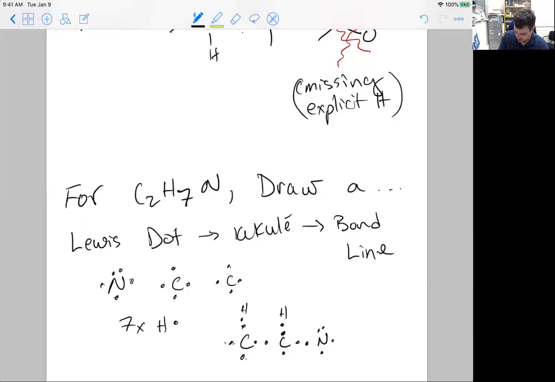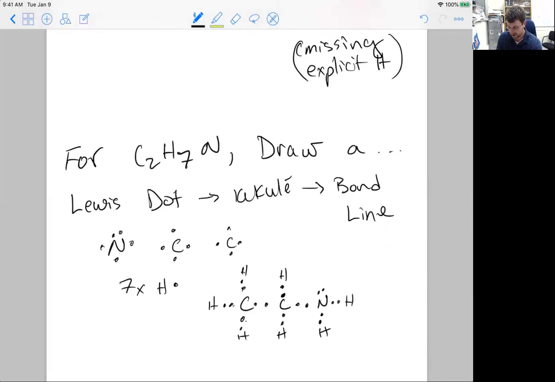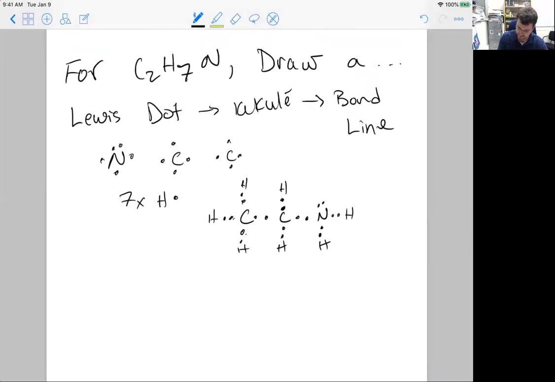We're just going to write H's around the outside then. We're going to double check our formula. Do we have 2 carbons? Yes. Do we have 1 nitrogen? Yes. Do we have 7 hydrogens? Yes. You wouldn't believe how many people take the exams from me and just don't have the number of elements in their answer match the number of elements I tell them they have to have. Okay? Pretty easy way to lose points. Okay, so Lewis dot structure complete.